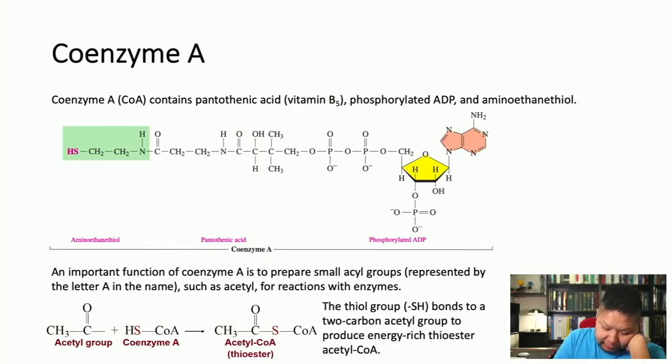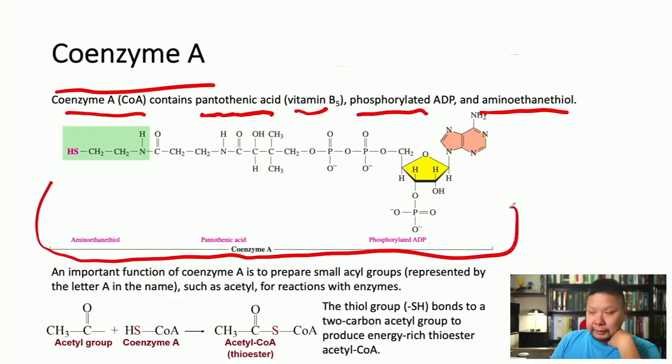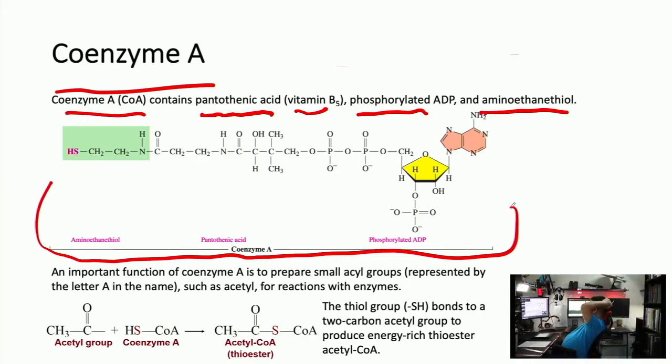One more coenzyme, coenzyme A. Coenzyme A is a big molecule that contains pantothenic acid, which is vitamin B5, phosphorylated ADP, and then aminoethanethiol. This is this big molecule right here, coenzyme A.